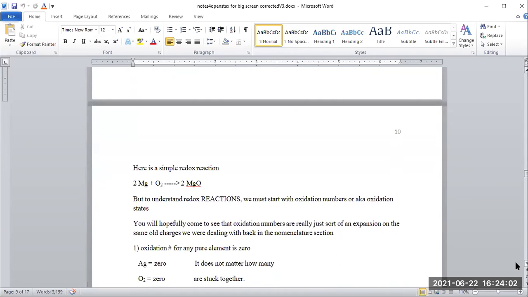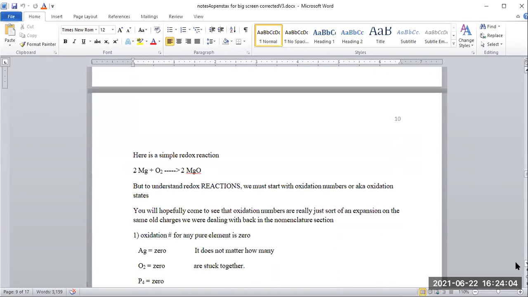So let's pick on mixing some magnesium with some oxygen. This is a little combination reaction. If I burn magnesium in the presence of air, which has oxygen, I will get magnesium oxide as a product. So in order to kind of get a grip on the reaction part, we got to back up a little bit and look at oxidation numbers.